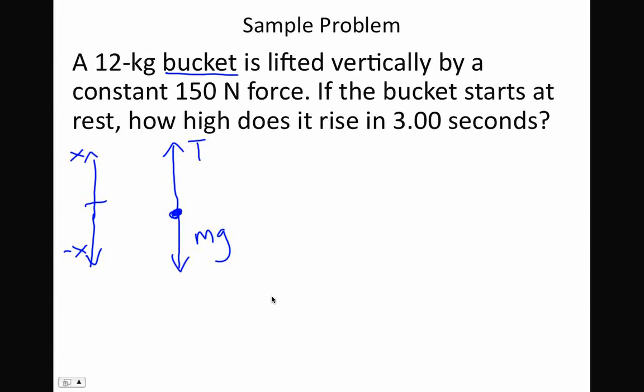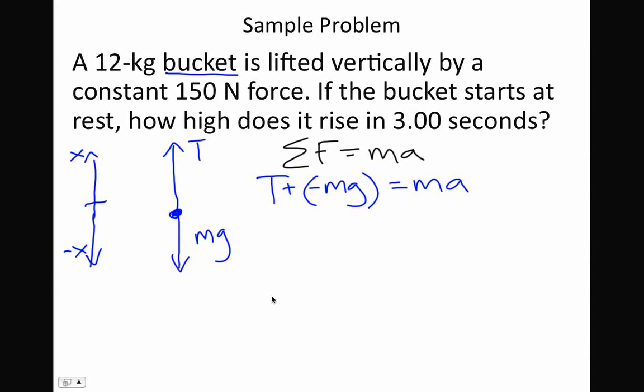Next step, we have to explicitly write Newton's second law. And then step 5, we replace it with the actual forces. So we defined up as positive, so that means T is positive and mg is negative. Right? When we add vectors, we're going to end up subtracting if they go in opposite directions. That's how those get added in the net force expression.